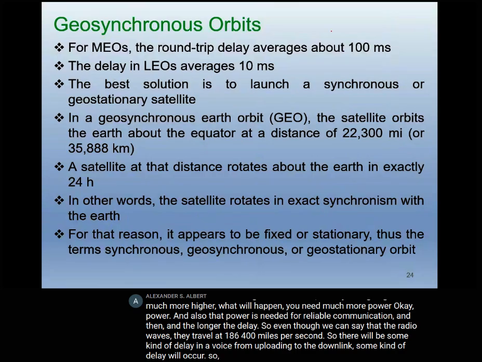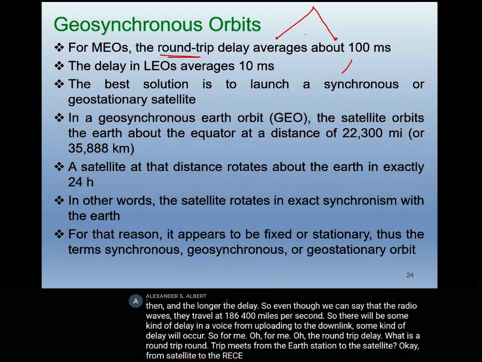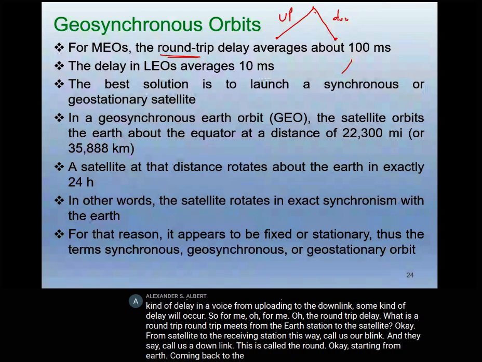So for MEO, the round trip delay. What is a round trip? Round trip means from the Earth station to the satellite, and from the satellite to the receiving station. This we call the uplink, and this we call the downlink. This is called a round trip, starting from Earth and coming back to the Earth, and this is the satellite.